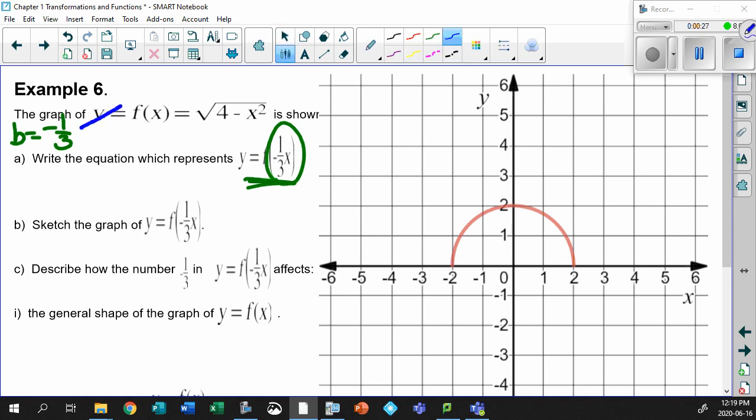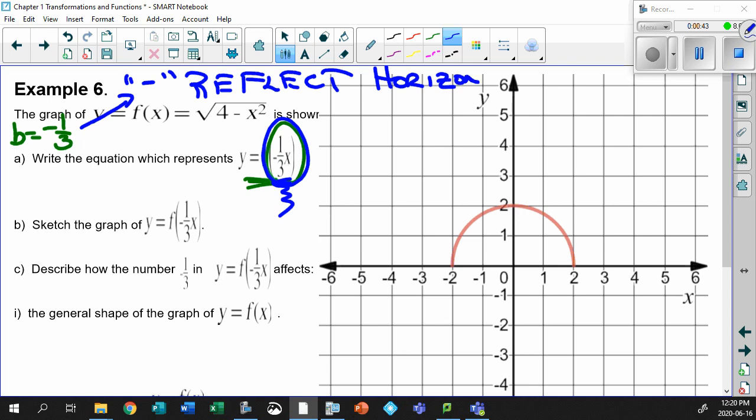Number one, that minus sign means that it's going to be a reflection, okay? So we're going to reflect, but how? Well, guess what? Emphasis on the x. We're going to reflect horizontally, okay? We're going to reflect horizontally.